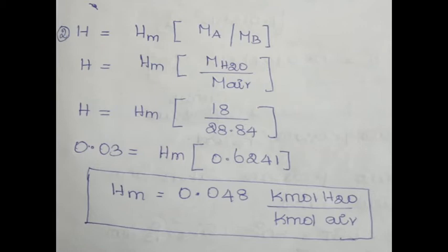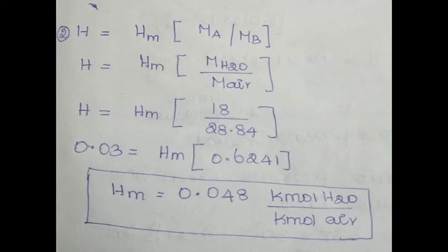Second property, absolute molar humidity. Absolute molar humidity is calculated from absolute humidity. What is the relation between absolute humidity and absolute molar humidity? H is equal to Hm into Ma by Mb. H is equal to Hm into M_A by M_B for the air-water system. Air is component B, water is component A. So that's why A is component water, B is component air. So molecular weight of water divided by molecular weight of air.